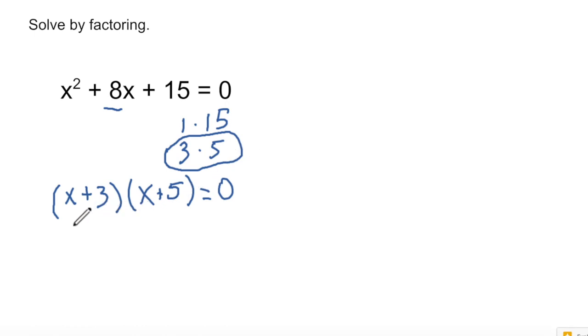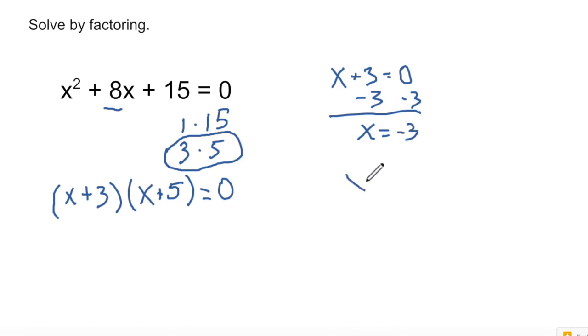So now we just need to solve this for the two values of x. So x plus 3 equals 0. We subtract 3 on both sides. We get x equals negative 3. And x plus 5 equals 0. We subtract 5 on both sides. We get x equals negative 5.